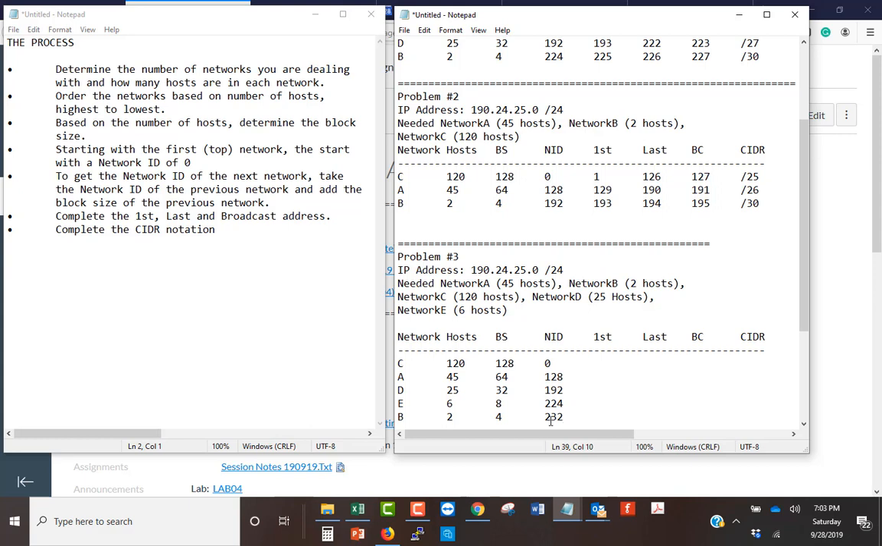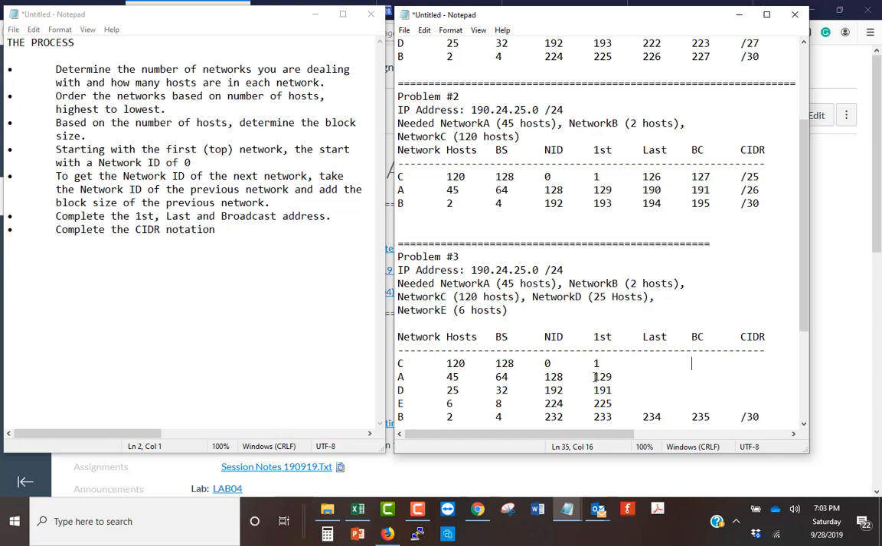And I'm going to complete this line. The first is going to be 233, 234, 235 with a CIDR of /30. Going back up to our first here: 1, 129, 191, 225. Now let's go out to our broadcasts.